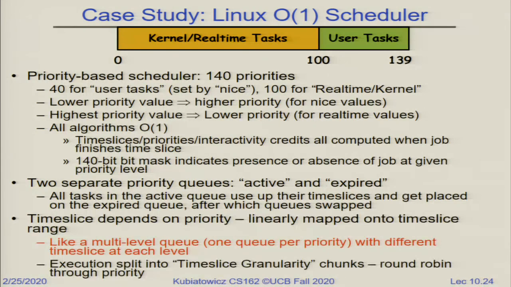Now, we did talk about this. The last thing I wanted to say is that the time slice depended on priority here. So things with higher priority, which is to the left in this diagram, got more time slice than things with lower priority to the right, which kind of makes sense, right?